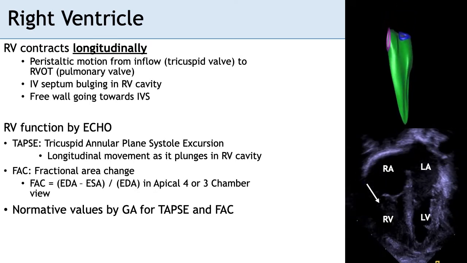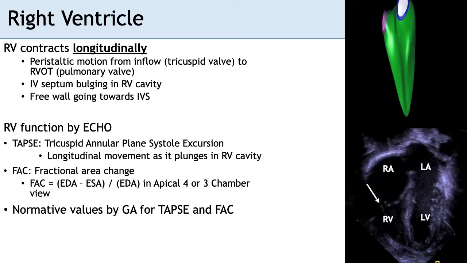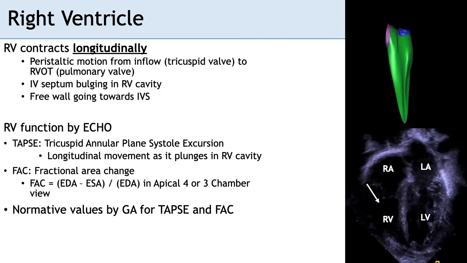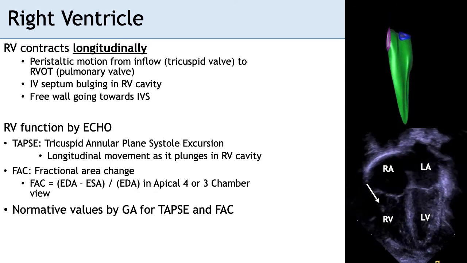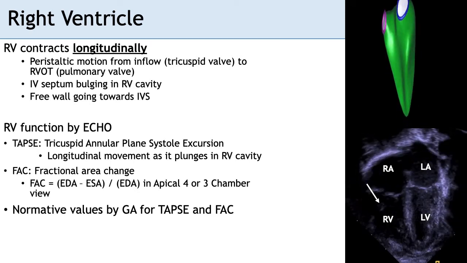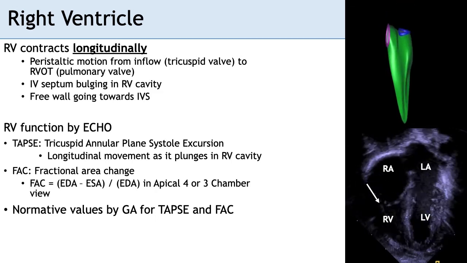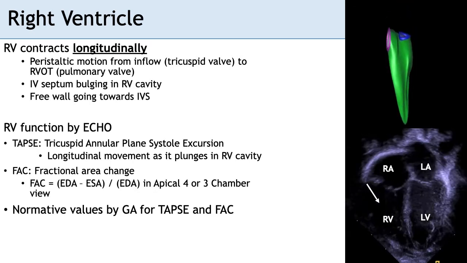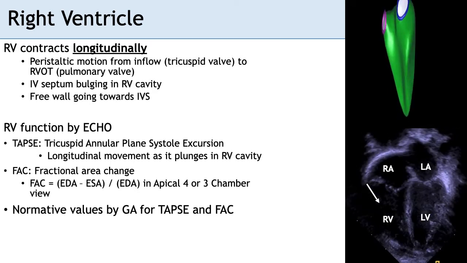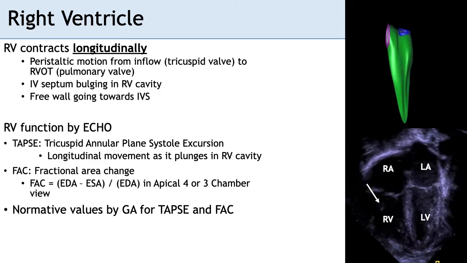You can see here an apical four-chamber view of the RV and the RA, and you can see the tricuspid valve jumping up and down, plunging inside the RV cavity during systole as the right ventricle is contracting. One of the most common measurements of right ventricular function is what we call TAPSE, tricuspid annular plane systolic excursion, which measures this longitudinal movement as it plunges into the RV cavity. The fractional area change can be done in the apical four-chamber or RV-focused apical three-chamber view. In the four-chamber view, we look at the end-diastolic area minus the end-systolic area, divided by the end-diastolic area, usually with a measurement above 35% considered normal.